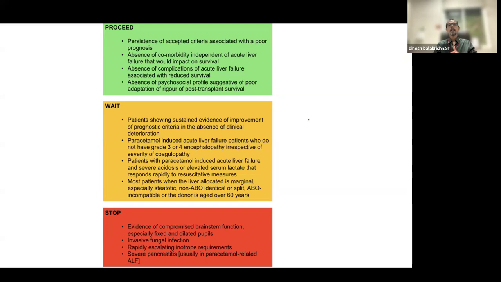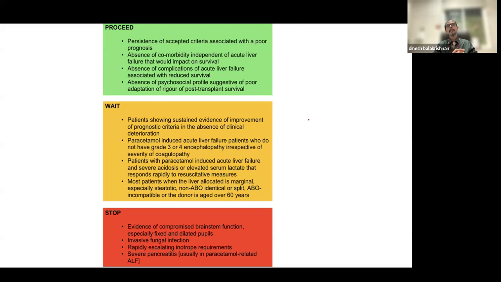And again, most patients, when the liver allocated is marginal, like, you have no live donor, you are on the list waiting for an organ, and the organ that is offered is very marginal, very fatty liver, ABO incompatible, elderly donors, possibilities where the patient can develop primary non-function, because these are extremely sick patients and they need a graft to work immediately if they have to come out of their clinical predicament.